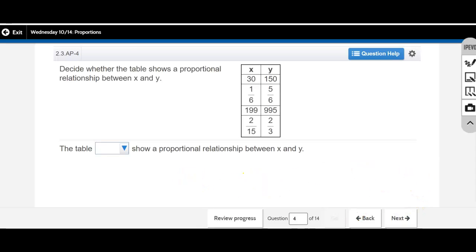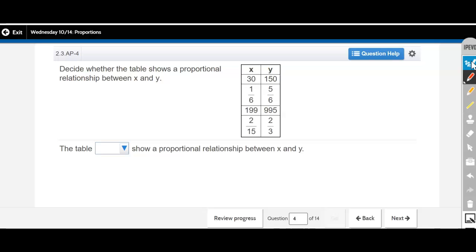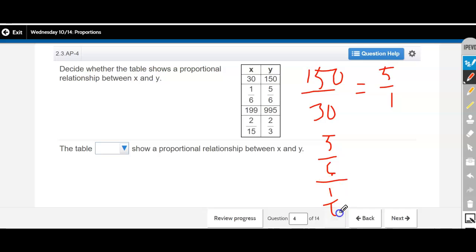Well, you could also have some with these wonderful fractions involved. You're going to go 150 over 30. If we simplify that down, we get 5 to 1. Well, let's do the same thing over here. 5 and 5/6 over 1 and 5/6. Remember, I'm doing y over x, so that's why I did 150 over 30. Now do the same thing, y over x over here.